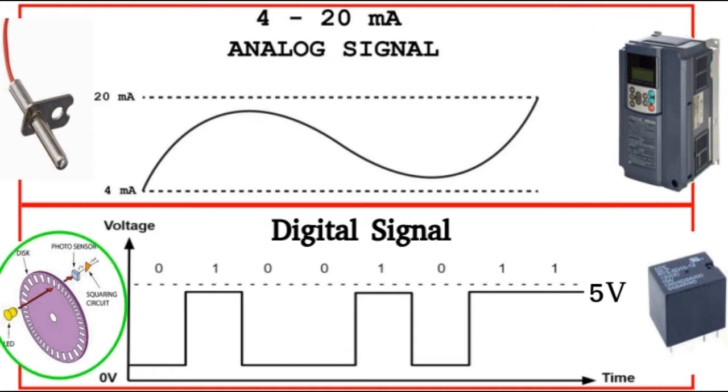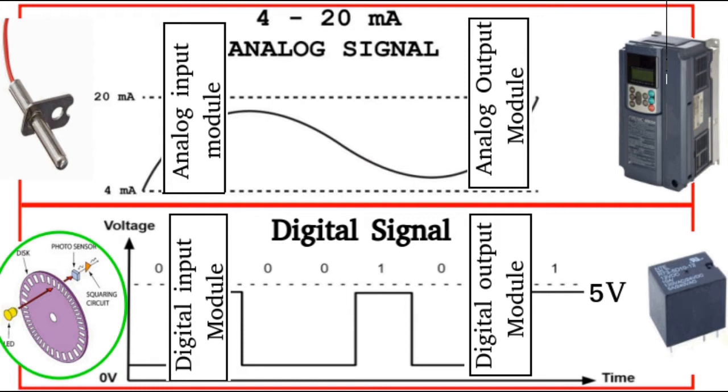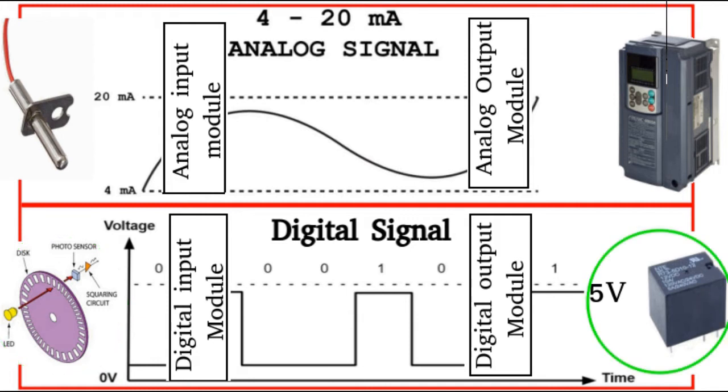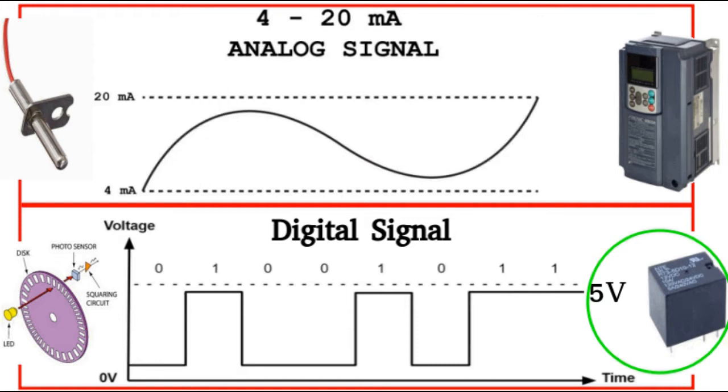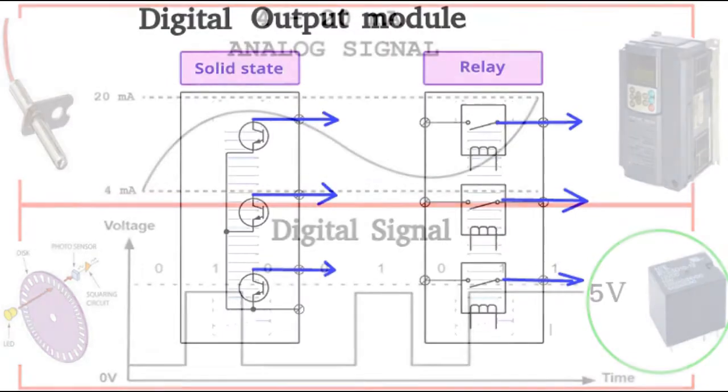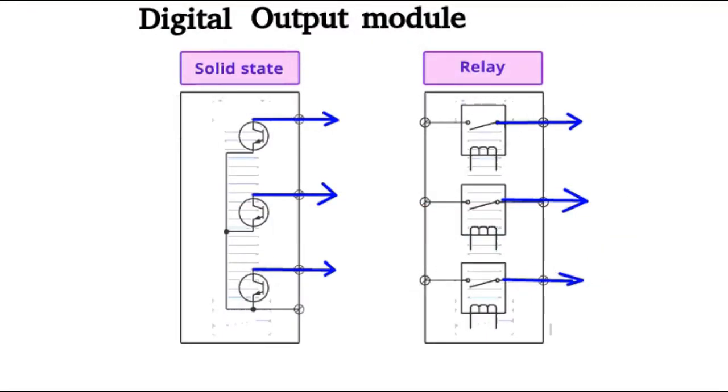On the lower left corner, there is an encoder. Encoders can only produce digital signals, therefore can only be connected to a digital input module. Likewise, relays need full voltage or no voltage. Voltages in between could degrade the relay. Therefore, a digital output module is best suited to control a relay.